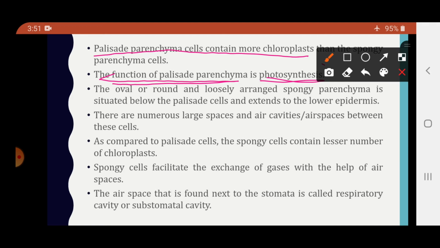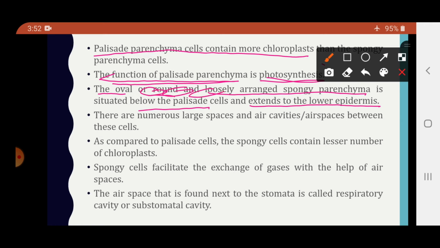Now let us study the spongy parenchyma. Basically, the parenchyma located towards the lower epidermis is made up of loosely arranged rounded or oval cells, and these cells are called the spongy parenchyma. So, the oval or round and loosely arranged spongy parenchyma is situated below the palisade cells and extends to the lower epidermis. See students, how will the structure be?